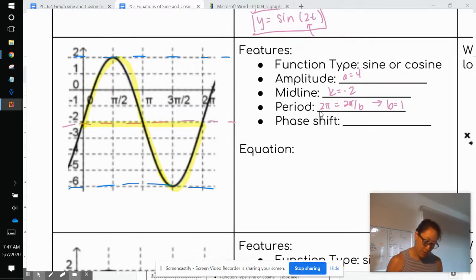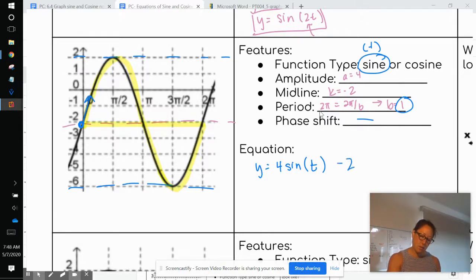Okay, so the graph, are we starting at the mid, the high, or the low? Looks like we started at the mid, and then we went in the positive direction. So we have a positive sine graph. No phase displacement today. Okay, so I get y is equal to 4 times the sine of, my b value is 1, so 1 times t, no phase displacement, and then minus 2. Make sure you use the parentheses.